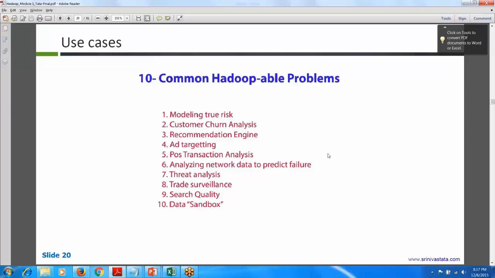Coming to modeling true risk. Up to now in the banking domain, most of the bank transactions are going through the mainframe system. Yesterday we discussed OLTP, OLAP, right? The mainframe system stores all the data for only 3 months. After 3 months, what happens? Yesterday we discussed, they will dump the data into the OLAP data warehouse, let us say like Teradata or Exadata, or they will archive the data.